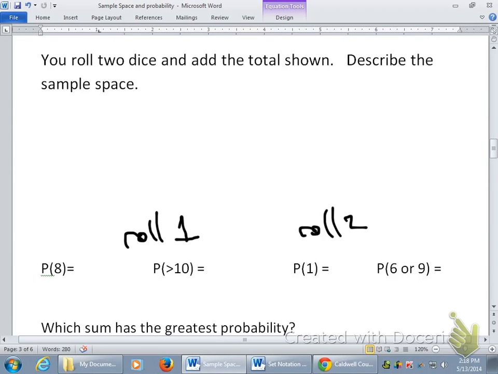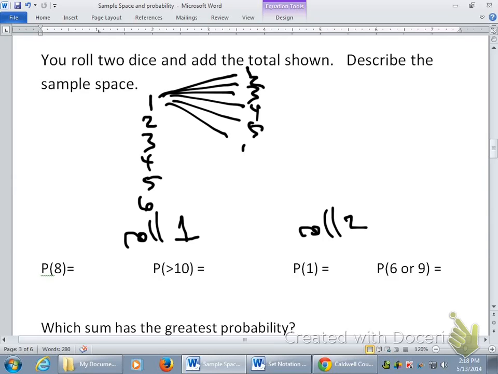Now, if I were going to do this, what things could happen with roll 1? I could get what kind of numbers? 1, 2, 3, 4, 5, and a 6, right? And now for roll 2, if I were going to add them up, if the first one was a 1, the second one could be a 1, or a 2, or a 3, or a 4, 5, or a 6, right? And what's going to happen to this? It's going to get very crowded very quick. This is not a good way of doing it.